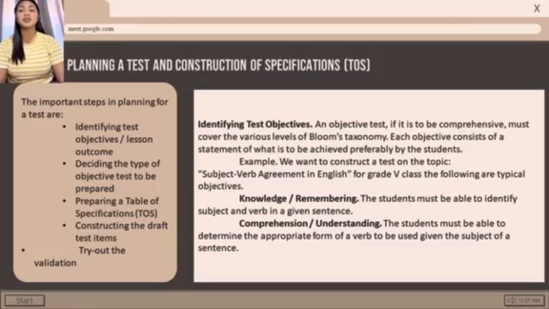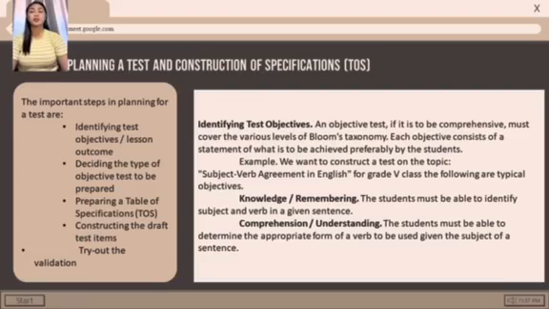Identifying the test objectives. An objective test, if it is comprehensive, covers the various levels of Bloom's taxonomy. Each objective consists of a statement of what is to be achieved and probably by the students. Example, we can construct a test on the topic, subject-verb agreement in English. For a grade 5 class, the following are the areas of objectives.